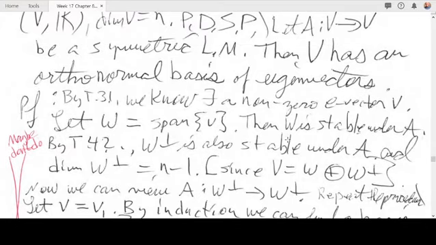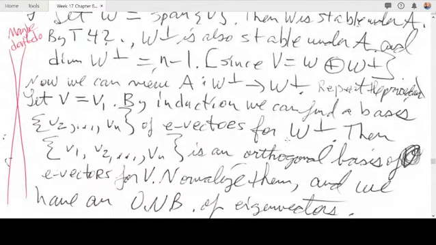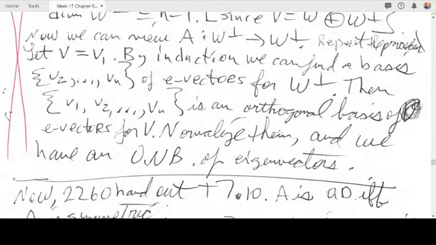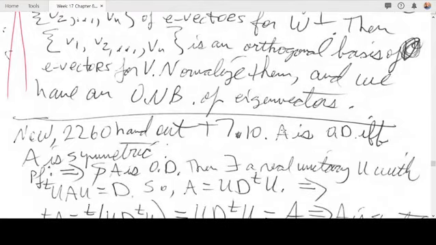Now, the proof is quite involved, but I do want to look at it. We know by a previous theorem that A has a non-zero eigenvector v not equal to 0. So start out by letting W be the span of that single vector, a one-dimensional subspace of V. Then we go through this process of W being stable under A, and eventually you have to extend and use induction, and you come out with an orthonormal basis of eigenvectors.